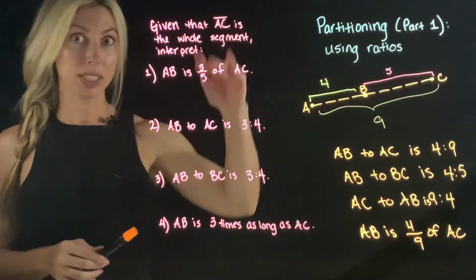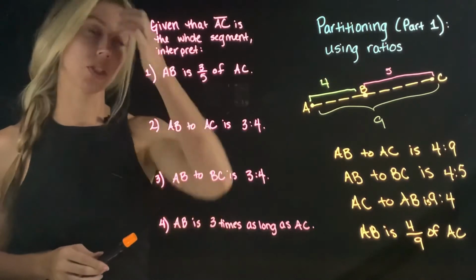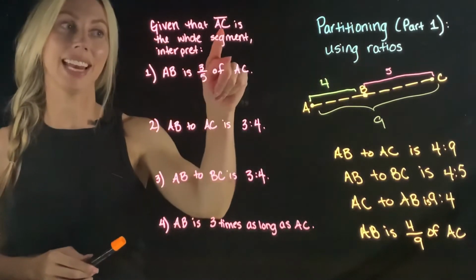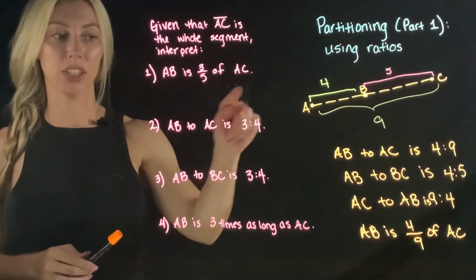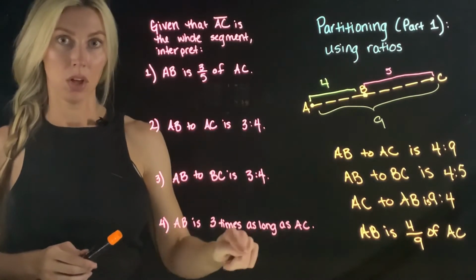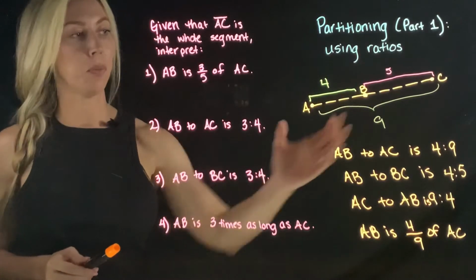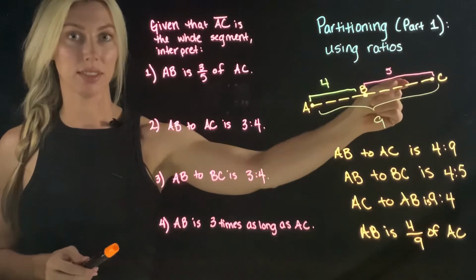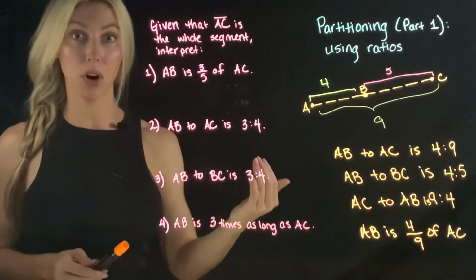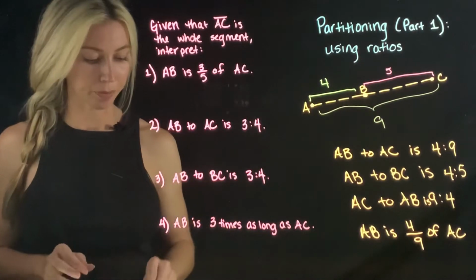So if you look at the examples at the top, I said, given that AC is the whole segment, I want us to interpret just these words here. So the problem is they don't come with this lovely little diagram showing you the individual sections. But I encourage you to make your own whenever you're trying to solve them.